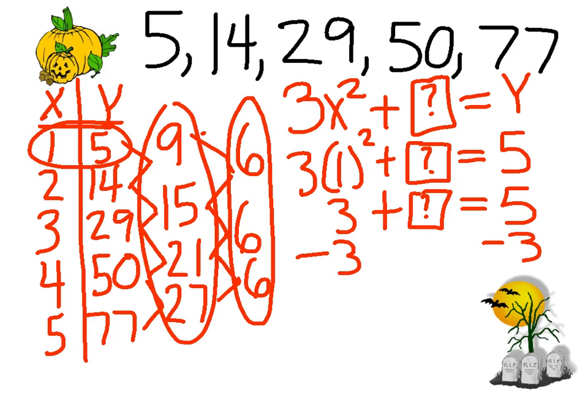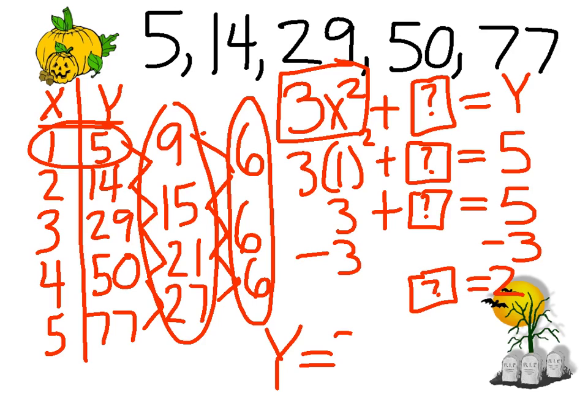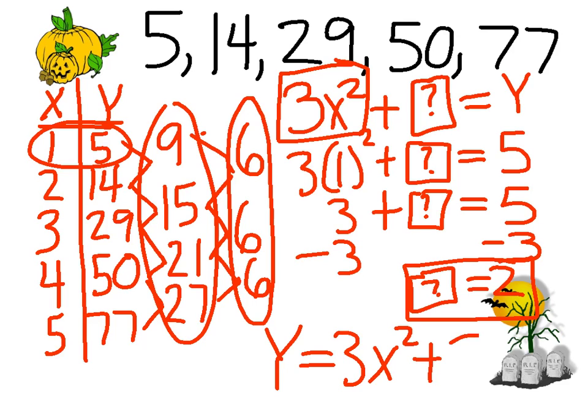Now we need to subtract 3 from both sides. So our number is going to be 5 minus 3, which is 2. So our function will be y is equal to 3x squared plus our number, which is 2. Okay?